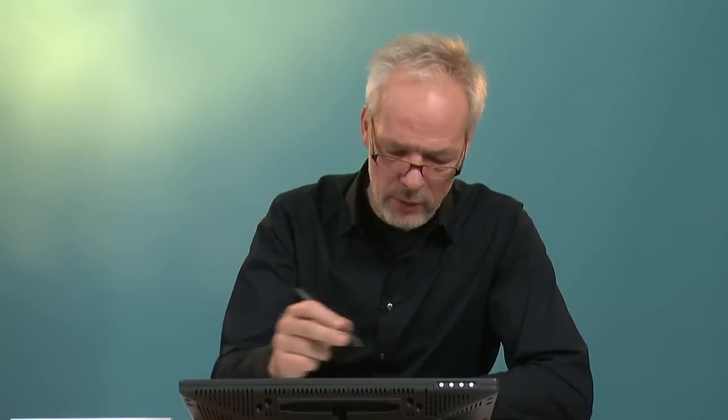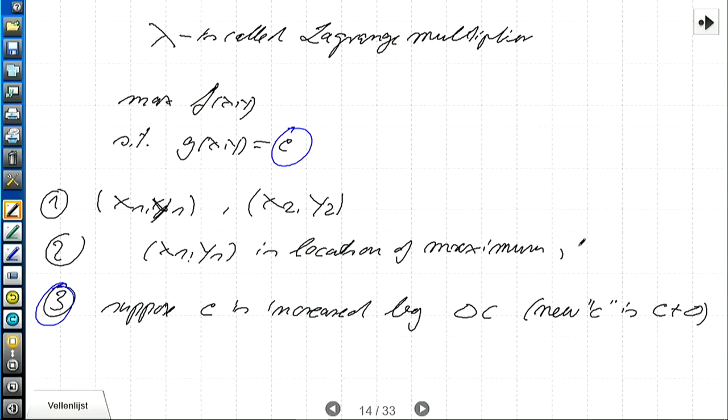So this is all about location. And the value of the maximum is when I fill it into the objective function. So it's the f of x1, y1, right? That's the value of the objective function. So the question in 3 is, how does this value change if I change a little bit the c?